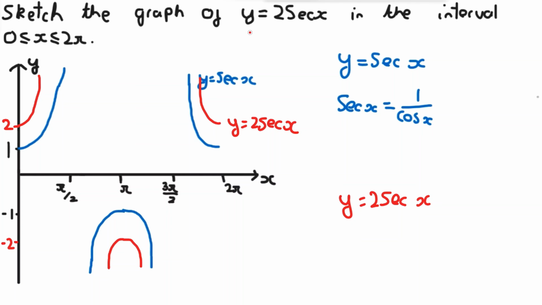Now this is our very final graph that they're asking us to actually draw, so we should draw in the asymptotes as well. There's an asymptote here at pi over 2 and an asymptote here at 3 pi over 2, and then this is the final answer.